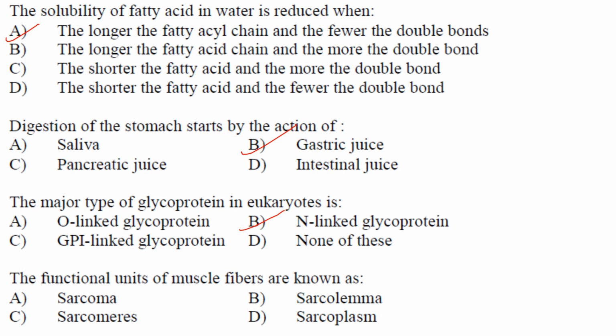Then next one. The functional unit of muscle fibers is known as sarcomeres. What is sarcolemma? Sarcolemma is muscle fiber plasma membrane. Sarcoplasm is muscle fibers cytoplasm, and sarcoma is a type of cancer. So sarcomeres is the answer.